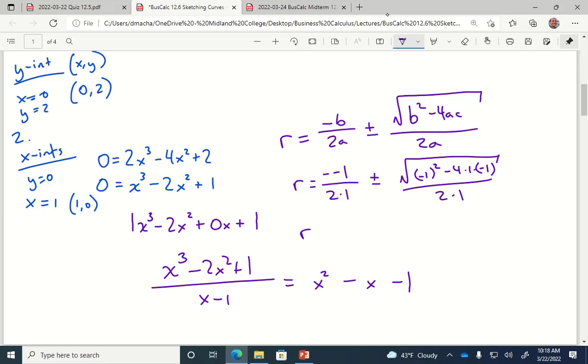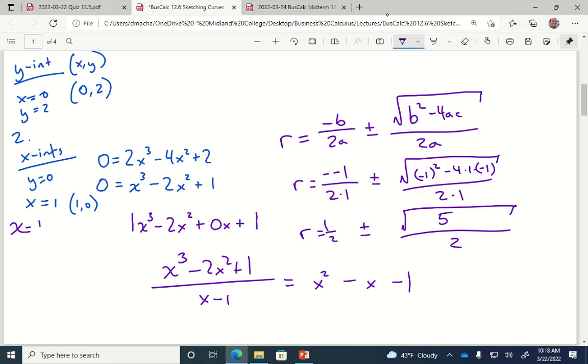So -1 is positive, so this is positive 1/2, plus or minus the square root of -1 squared, which is just positive 1. Positive 1 plus 4 is 5, over 2. So your two roots are going to be 1/2 plus square root 5 over 2 and 1/2 minus square root 5 over 2. And those give you the x-intercepts of your curve.